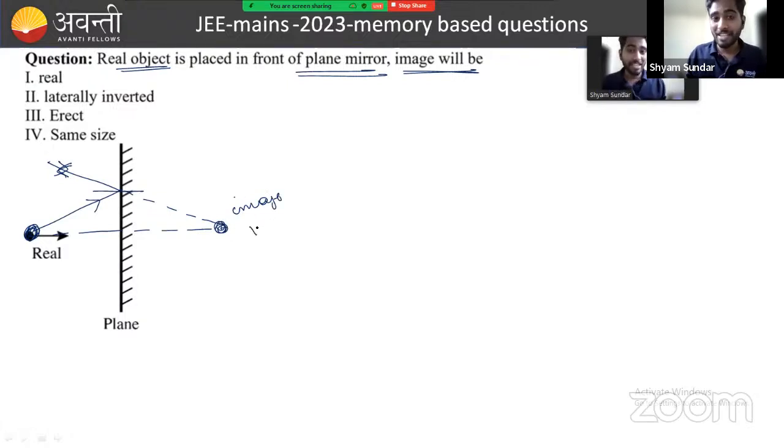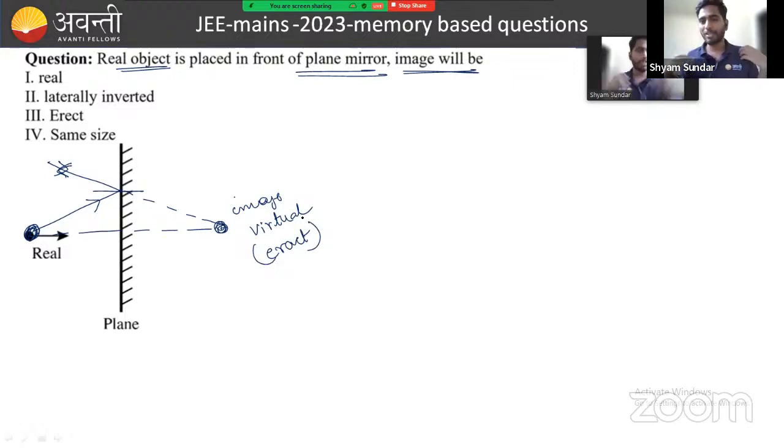Right? The image is created at this point. This image is actually a virtual image. Virtual means we can't catch that image on a screen. We can call this virtual image an erect image. And when you are standing in front of the mirror, your right hand looks like a left hand and your left hand looks like a right hand. This phenomenon we call lateral inversion.